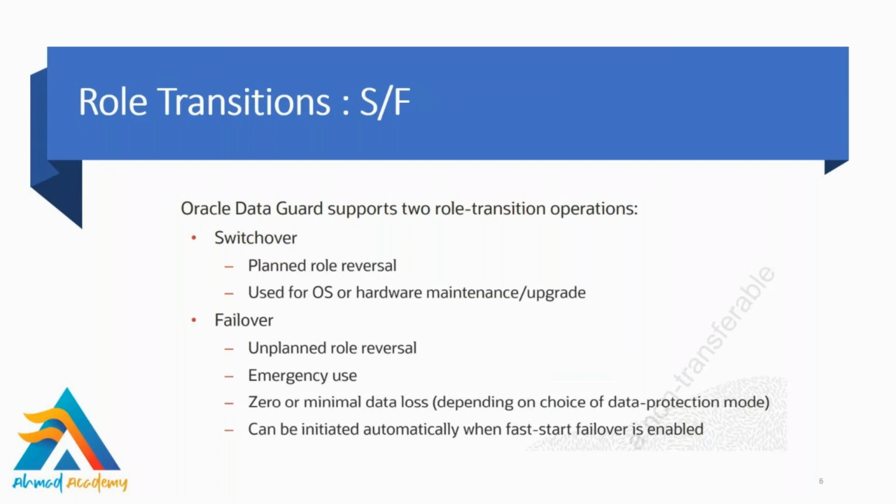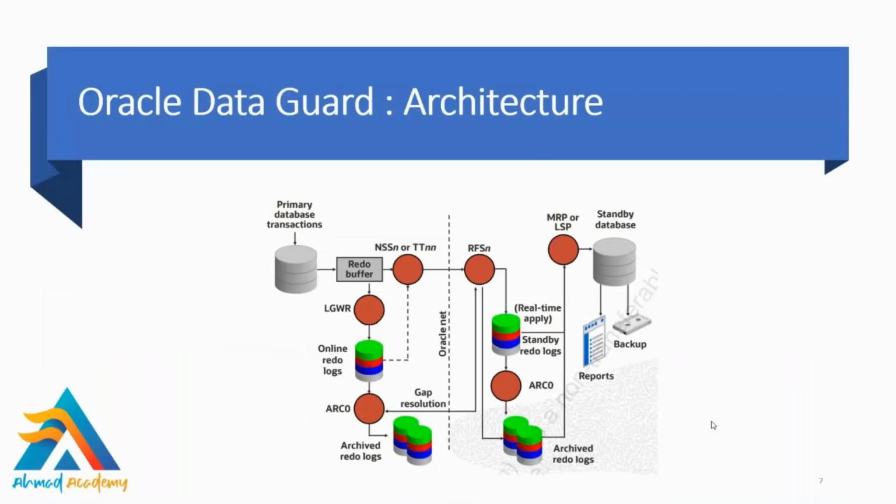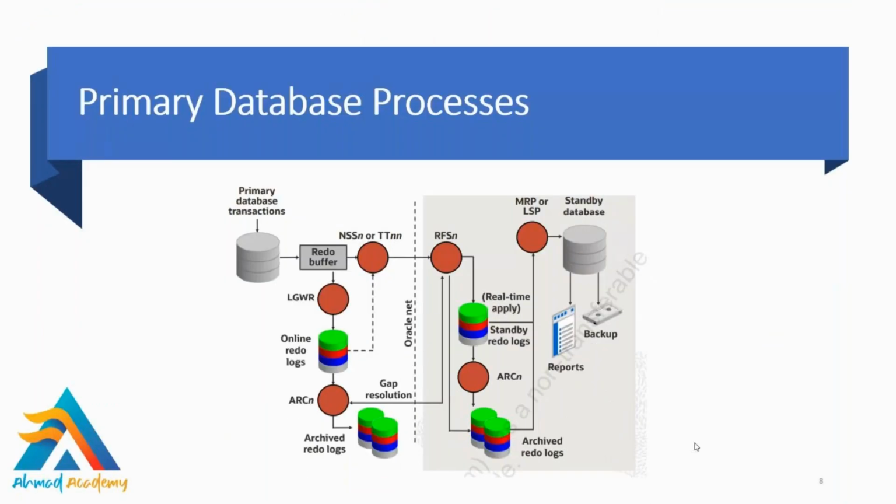Now come to the architecture part of Data Guard. So here you can see that there are primary database and standby, and in that we have many processes. We are all connected through the network, and we have this architecture. When we go for primary database processes, these are the processes we have. First, a log writer, we know that. Then archiver, we know that.